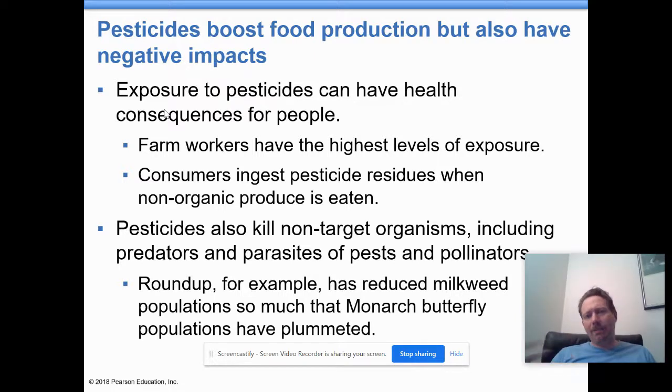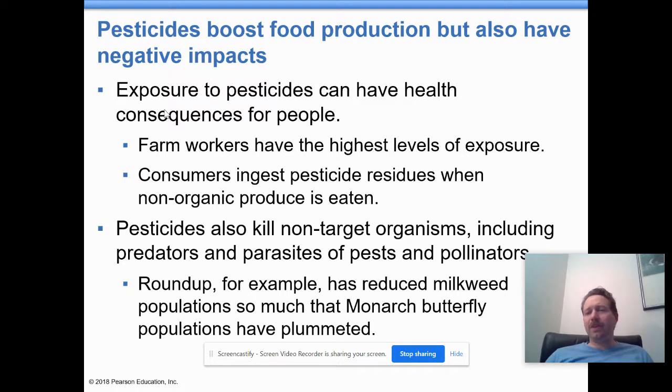But it can have some adverse health effects. For example, farm workers have really high exposure levels still. Consumers ingest some pesticide residues, so we need to make sure that we wash, particularly, our non-organic produce. Theoretically, if we have organic, it should not have pesticides.